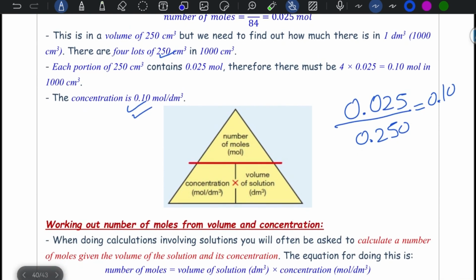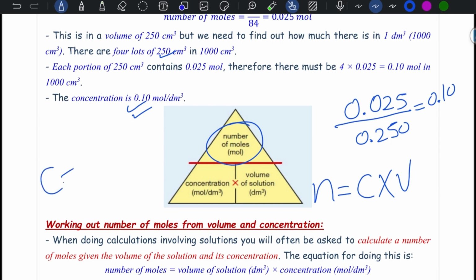So number of moles is equal to concentration multiplied by volume. Number of moles n is equal to concentration multiplied by volume. And if you want to calculate concentration, it is equal to number of moles divided by volume, but volume must be in decimeter cube.